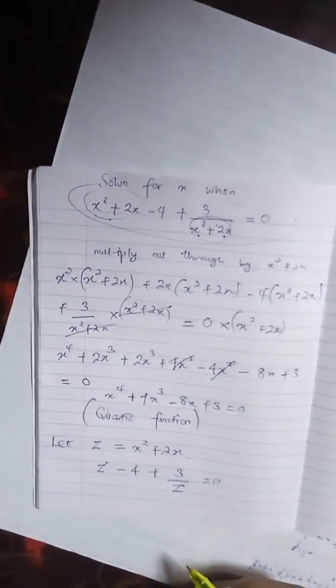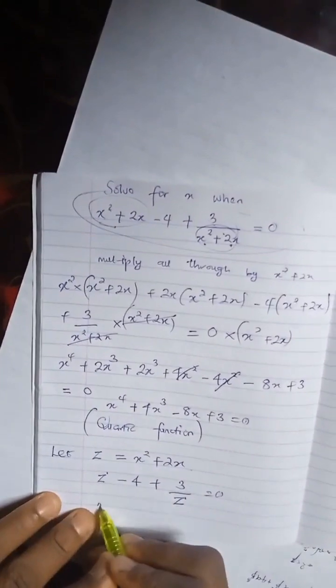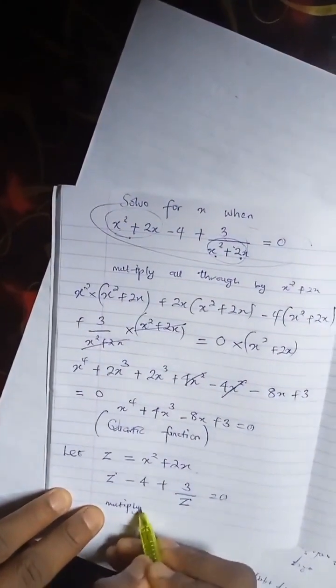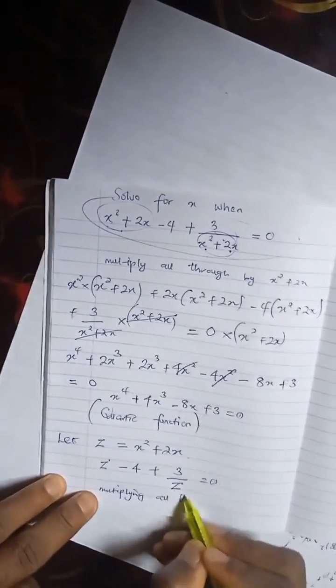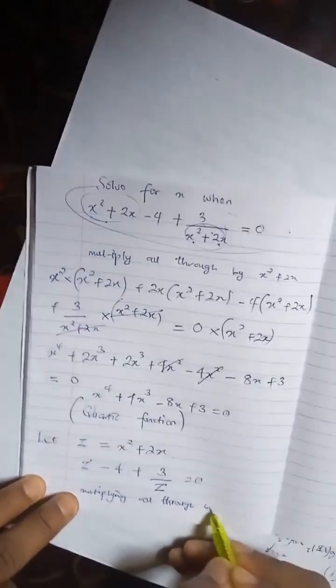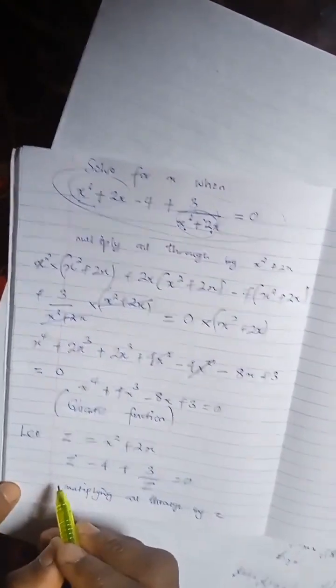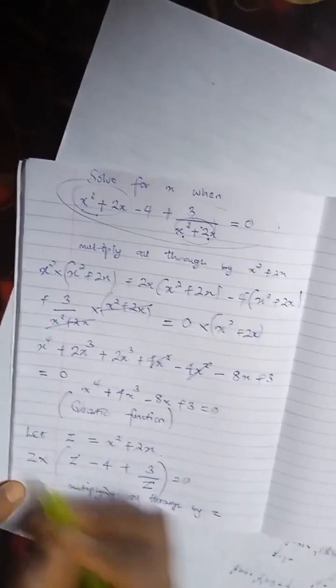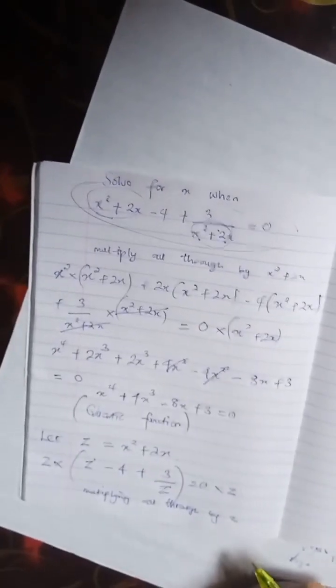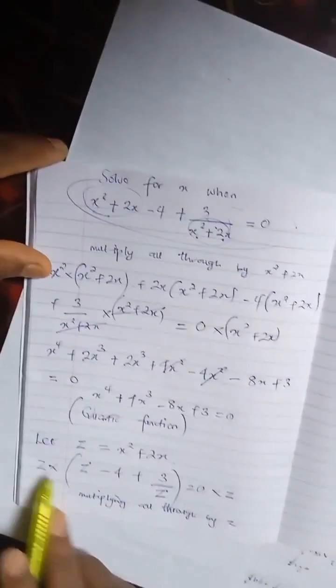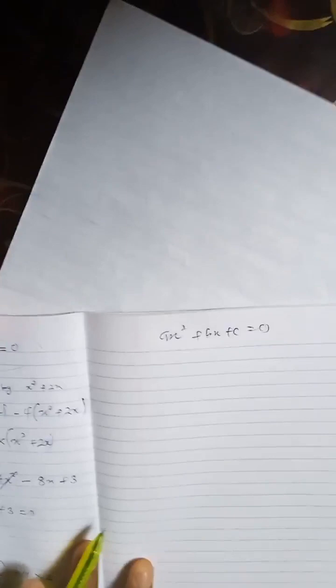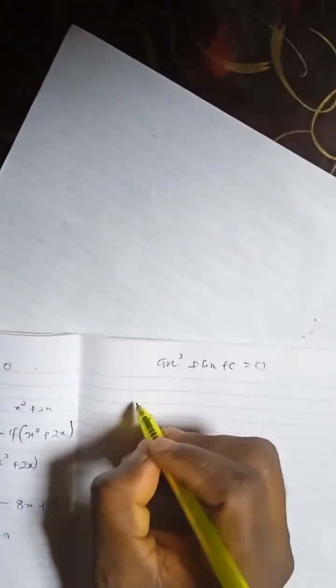So if I do that now, we're following the same pattern. We're multiplying all through by z. So I'll continue it here, everything here will multiply by z. On the other side will multiply by z as well. So z times z here will give us z squared. We'll come here and we'll see z times minus 4 will give us minus 4z.